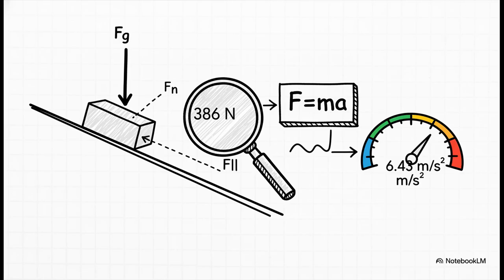Well, this is where we do something called resolving the forces, which is just a fancy way of saying we use a little bit of geometry to break that downward pull of gravity into pieces. We figure out the part of gravity that's pulling parallel to the slope, which in this case is 386 newtons. And then it's the exact same game as before. We just apply F equals ma. 386 newtons of force divided by the 60 kilogram mass gives us an acceleration of 6.43 meters per second squared. See?